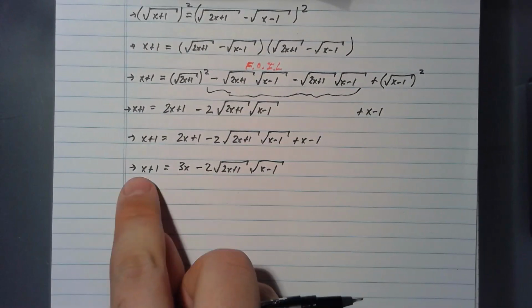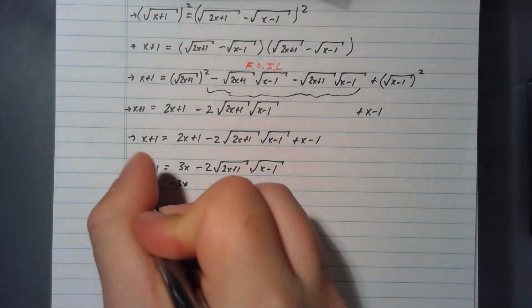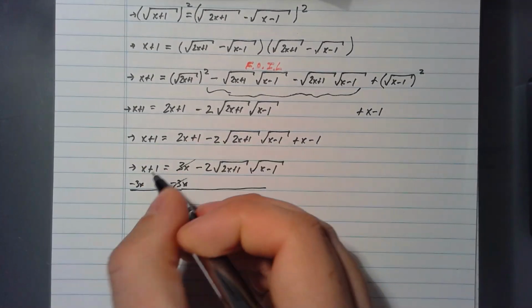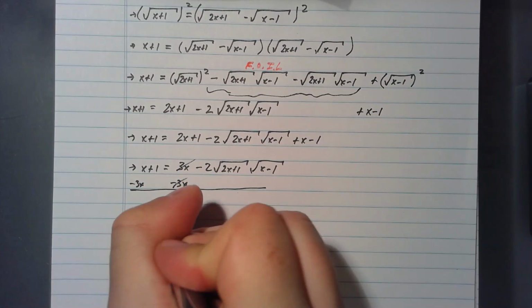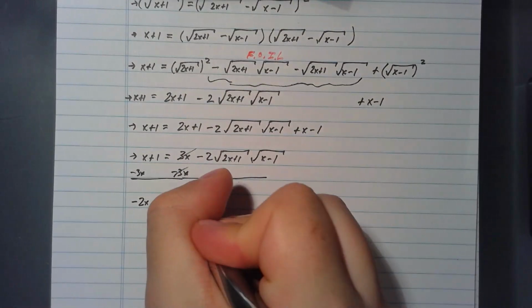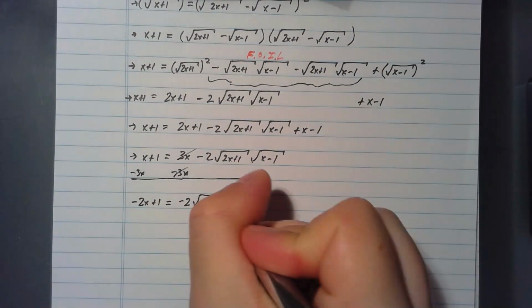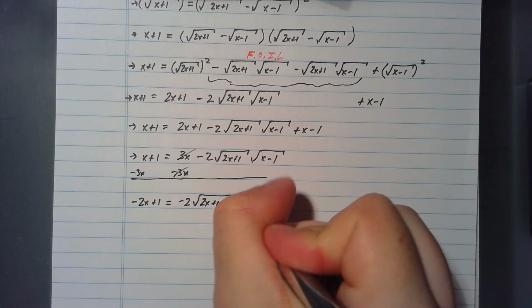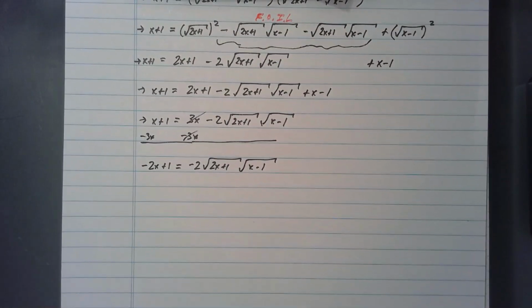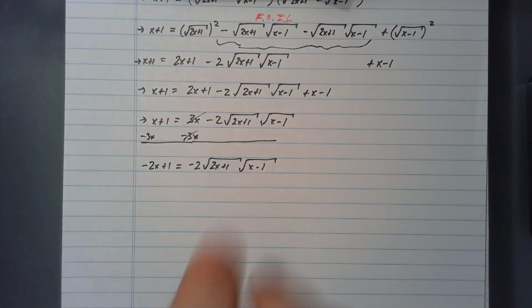Now I can subtract the 3x from both sides. They go away. So I have x minus 3x is negative 2x plus 1 equals negative 2 times the root of 2x plus 1 times the root of x minus 1. So yes, some of these problems can be a little lengthy, but they do simplify pretty nicely once you go through it. Eventually they reduce down.